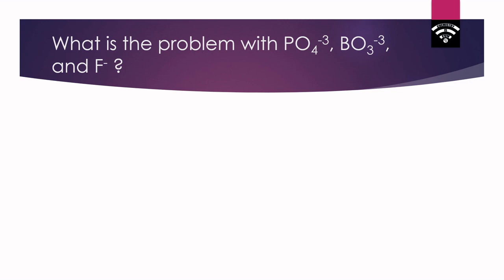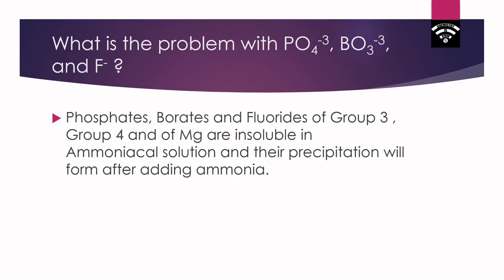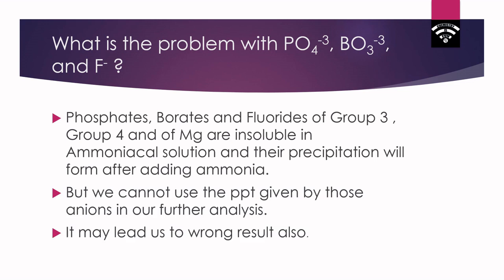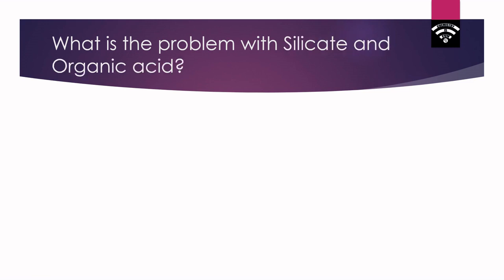So what is the problem with other anions, that is phosphate, borate and fluoride? These anions of group 3, group 4 and magnesium are insoluble in ammoniacal solution, and their precipitation will form after adding ammonia. To make the basic media we are going to add ammonia to the solution. If we add this, the phosphates, borates and fluorides of these groups and magnesium will form precipitate, and we cannot use this precipitate in our further analysis, and it also leads us to the wrong result.